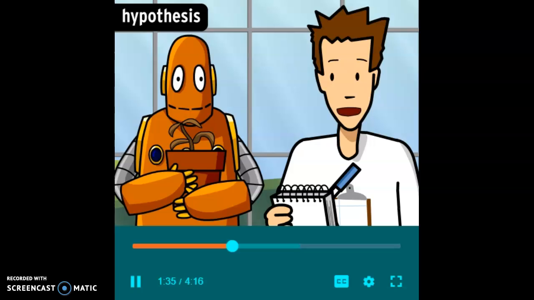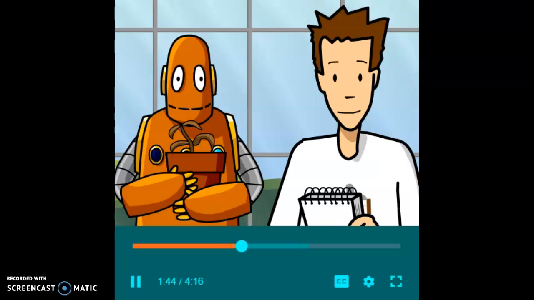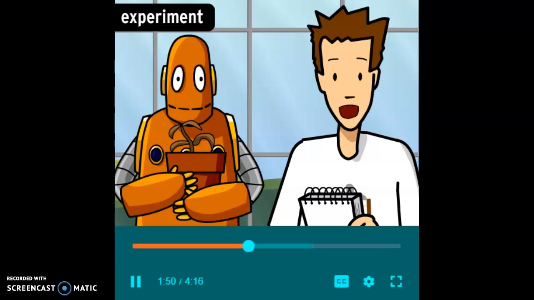Well, a hypothesis is a testable explanation for the details you observe. What about, fig plants do best if you only water them once a week? Sure, it's just a guess, but after our observations, at least it's an educated guess. We'll need to come up with an experiment to test this hypothesis.